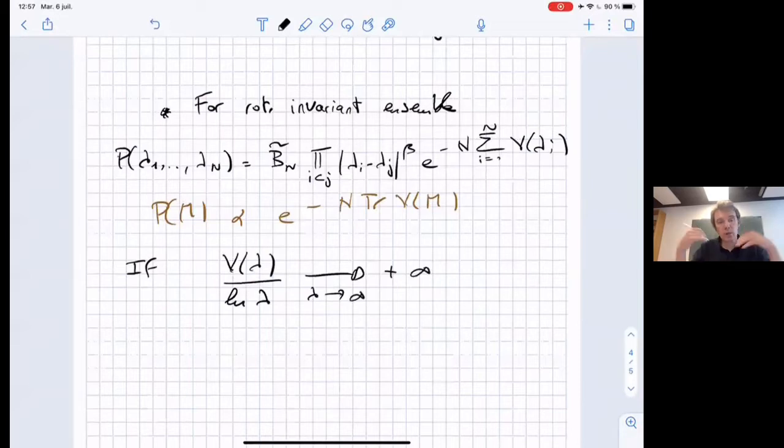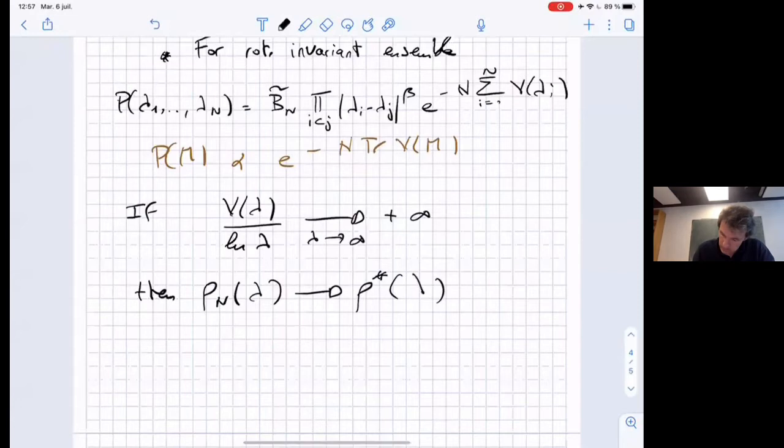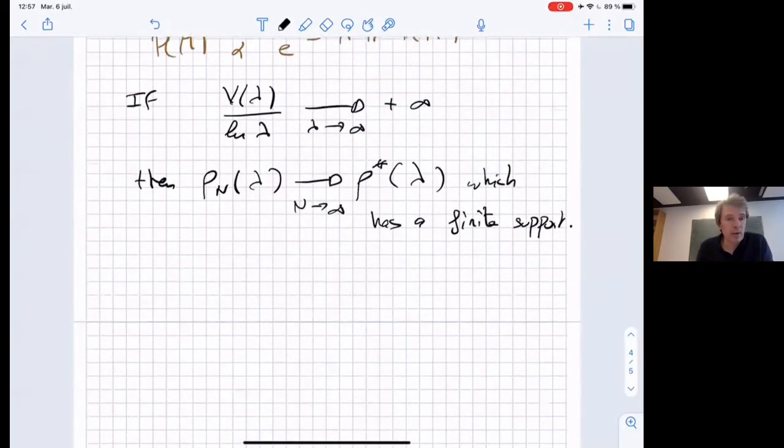So if you have a potential which is more confining than the log, then rho n of lambda basically will converge to some limiting distribution. Let's call it rho star of lambda, which will have a finite support. But in general, this will not be given by the Wigner semicircle, except, of course, for the Gaussian ensembles.